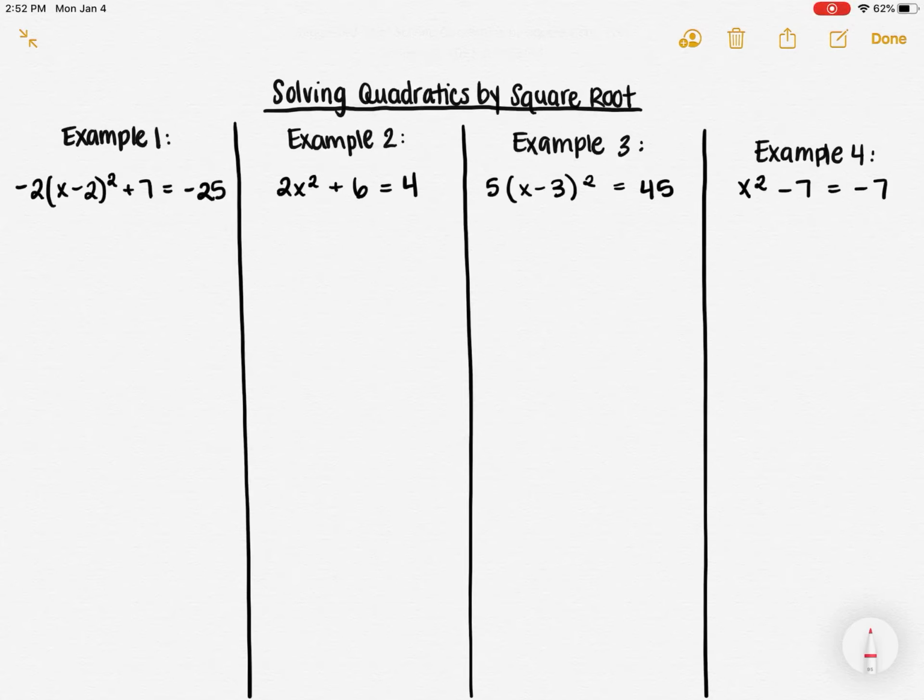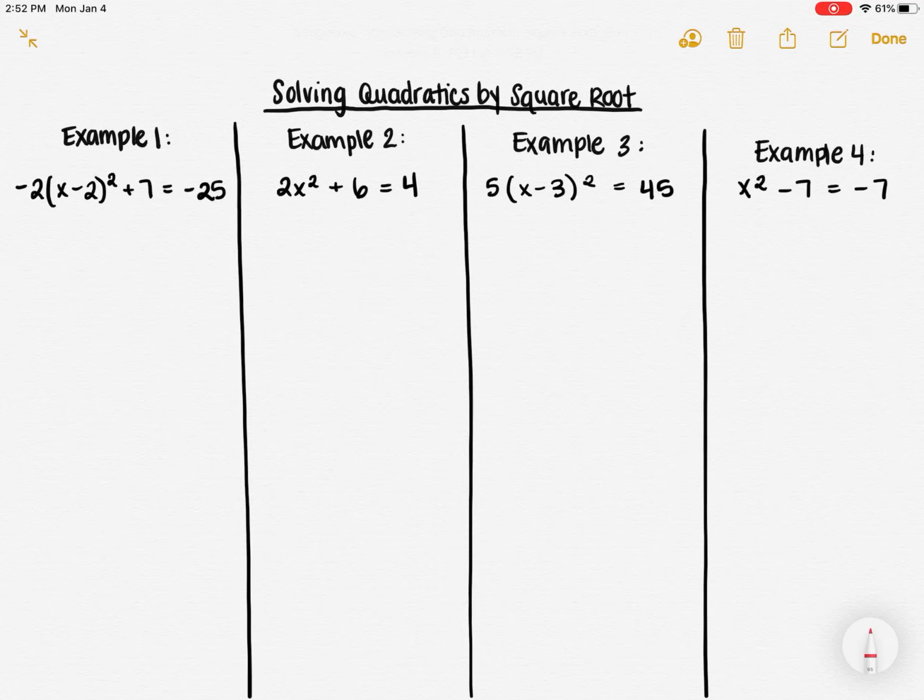Hi, Algebra 2. In this video, I'm going to be going over how to solve quadratic equations by the square root method. And we're going to have examples where we have 2 real solutions, 1 real solution, or no real solutions. So starting with example 1 all the way on the left, I have -2 times (x - 2) squared plus 7 equals -25.